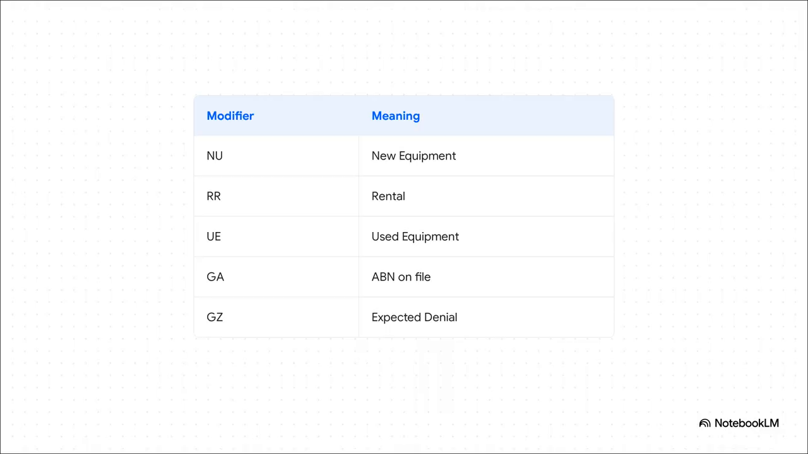Okay, heads up, because here is the ultimate CPC exam trap. Check out the GA and GZ modifiers. Both of these relate to expected denials, but GA means an advance beneficiary notice, or an ABN, is on file and signed by the patient. GZ, on the other hand, means you expect a denial, but you have no ABN on file. Mixing these two up is a classic liability shift error, so you've really got to read those exam prompts carefully.